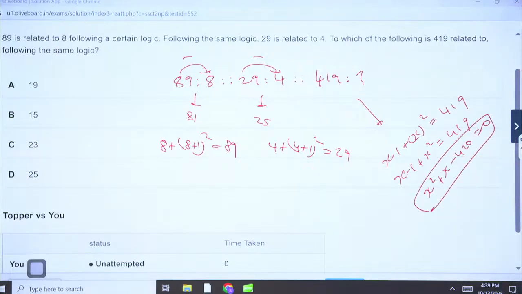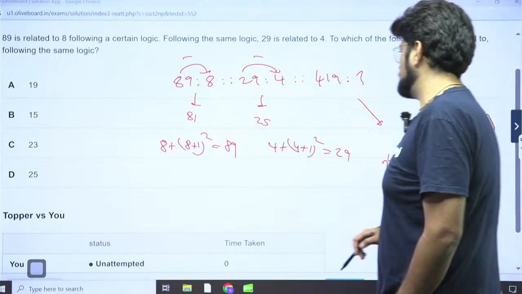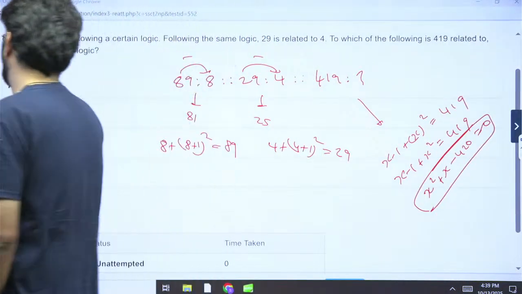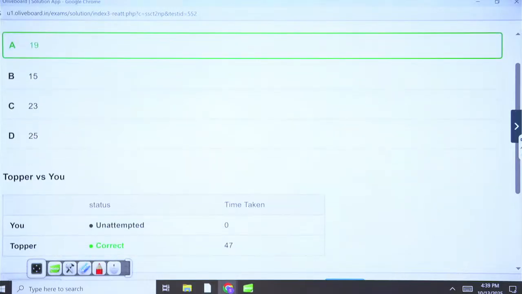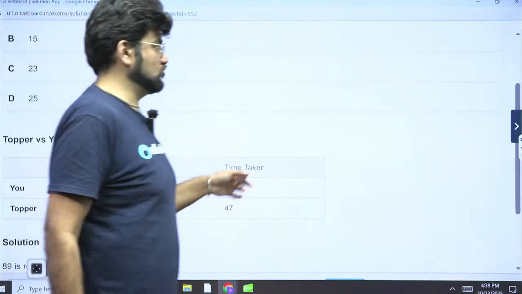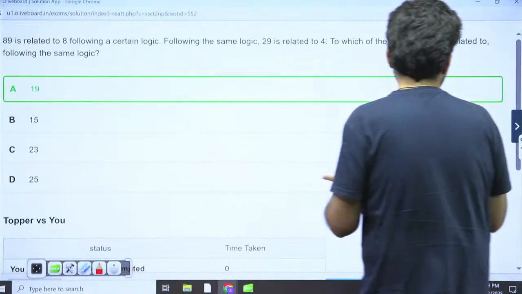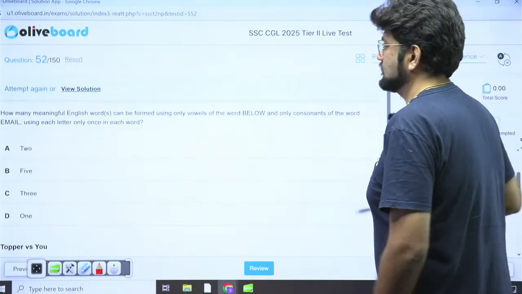But can we just look at the options? So 420, which square is it close to? 20 square. So 19 should be the answer. 19 plus 20 square is 419. Option A is the correct answer. Good question, and this was a very good question. 47 seconds. Good job. Excellent job. Next.